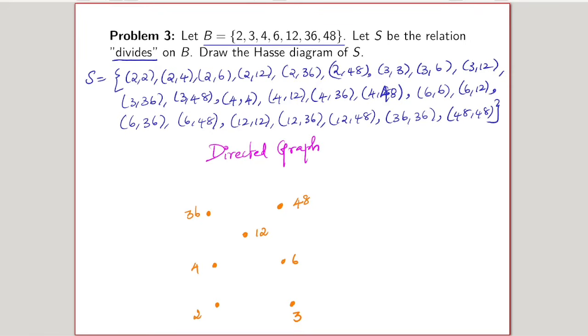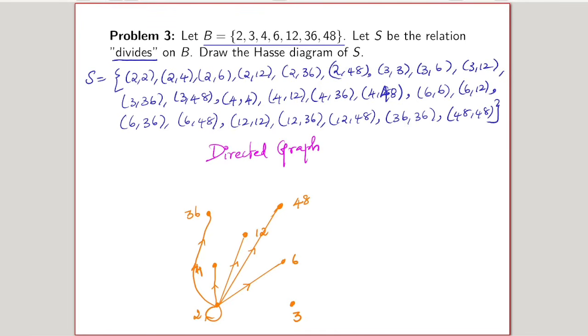Now we are going to draw all the edges. Clearly 2 is related to 2, it will be here. Then 2 is related to 4, so this entry will be there. 2 is related to 6, this entry will be there. Then 2 is related to 12, so this entry will be here. Then 2 is related to 36, so this entry will also be here, and 2 is related to 48, this entry will also be there.